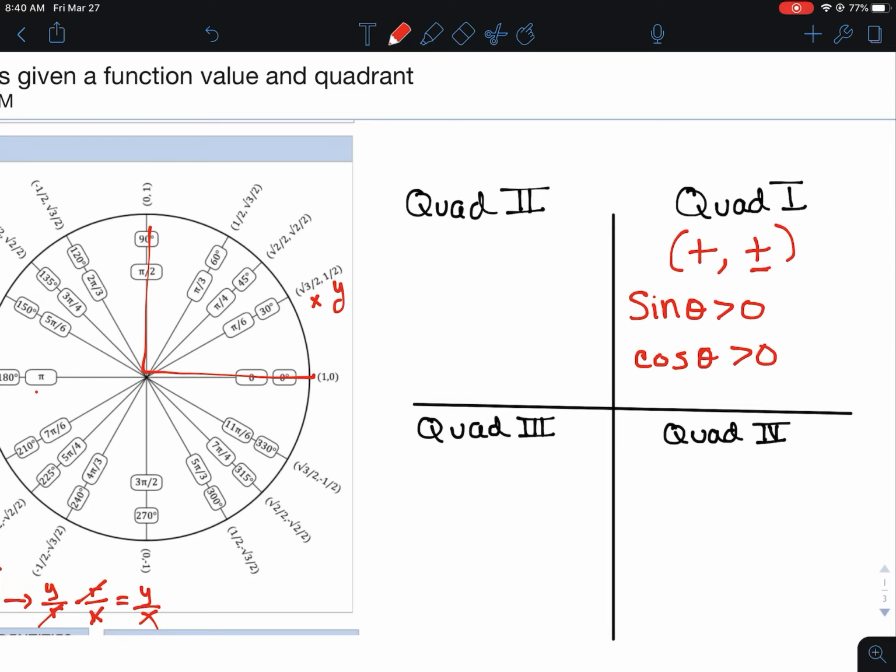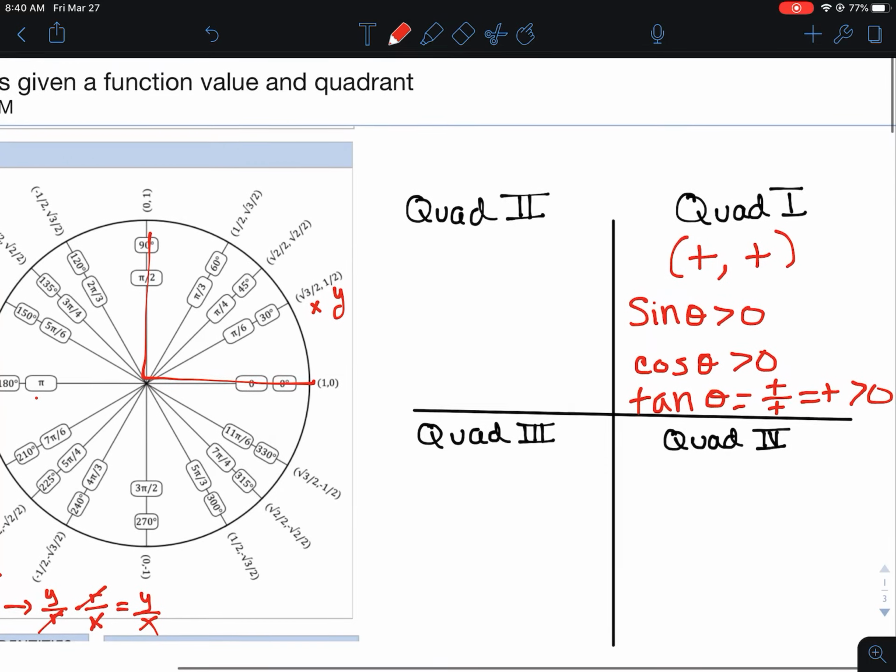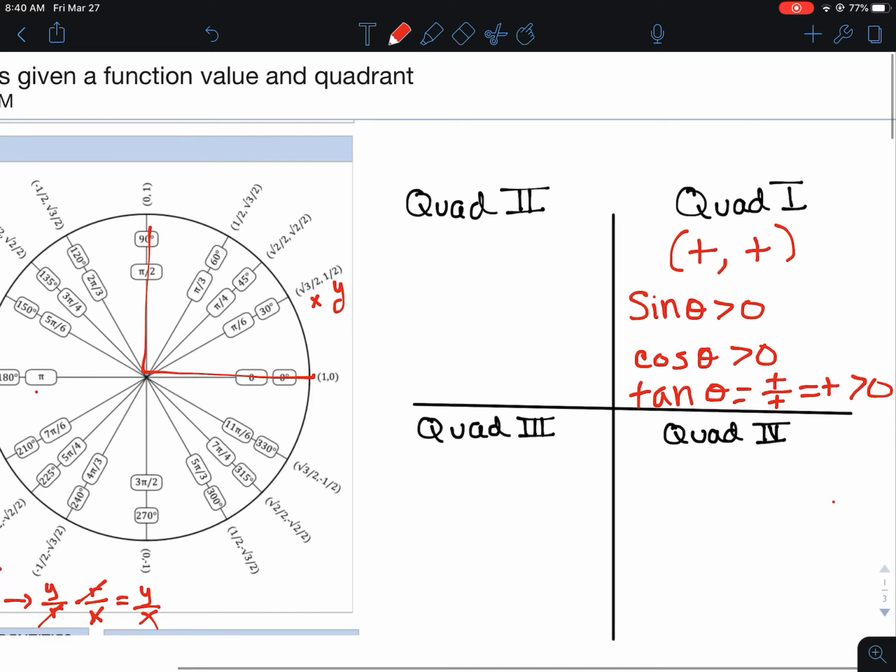Well, if you think about how to find tangent of theta, it's going to be sine divided by cosine, so it's going to be a positive number divided by a positive number. Well, that's still going to be positive. So tangent is going to be positive in the first quadrant as well. In the first quadrant, everything is positive.